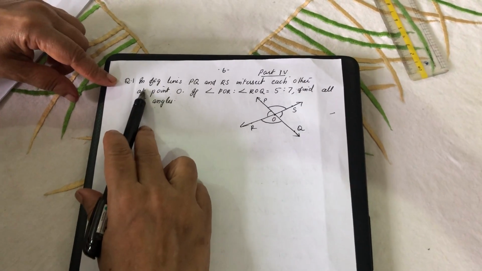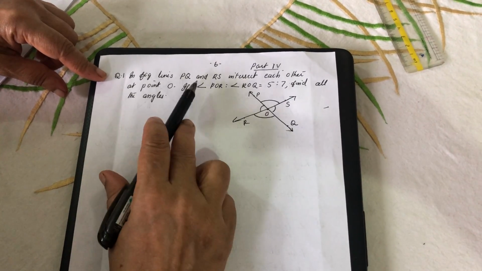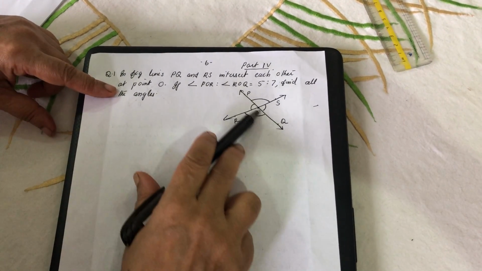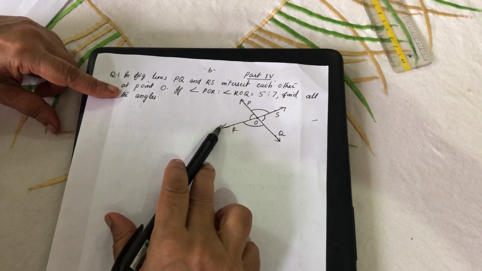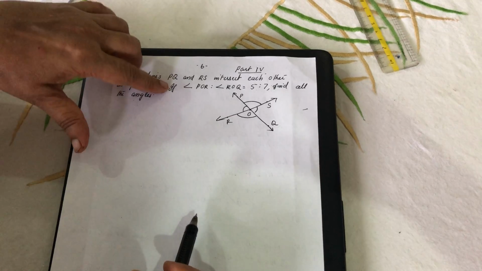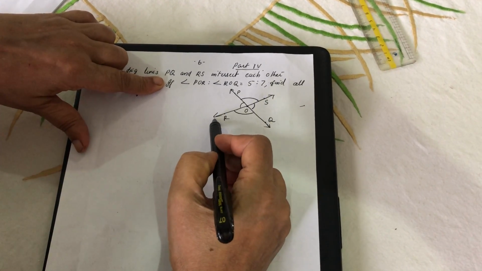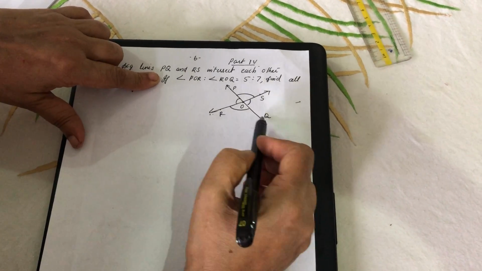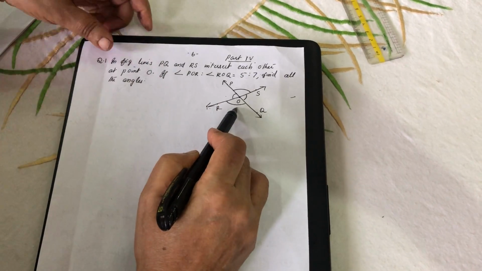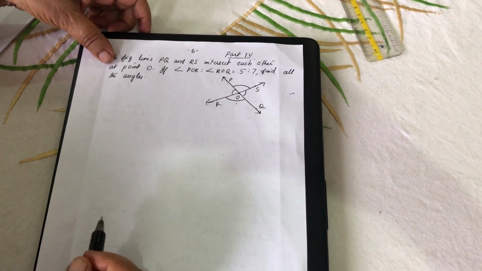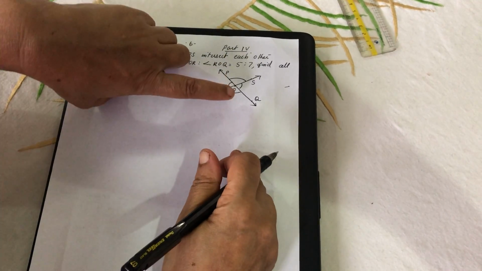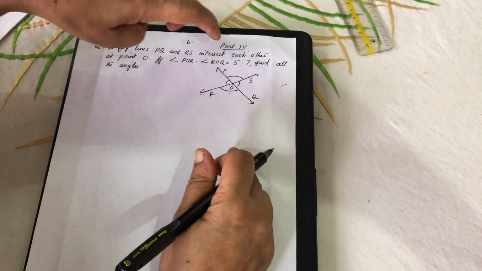See this question. In the figure, lines PQ and RS intersect each other at the point O. If angles POR and ROQ are in the ratio 5:7, find all the angles. That means you have to find the measures of POR, QOR, QOS and POS.